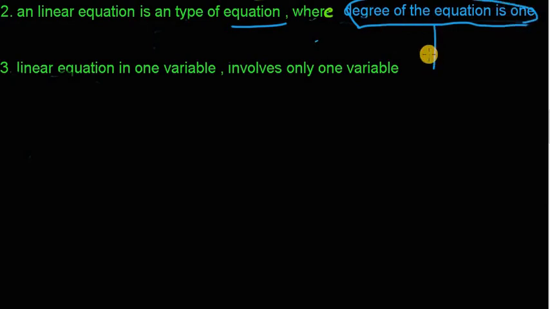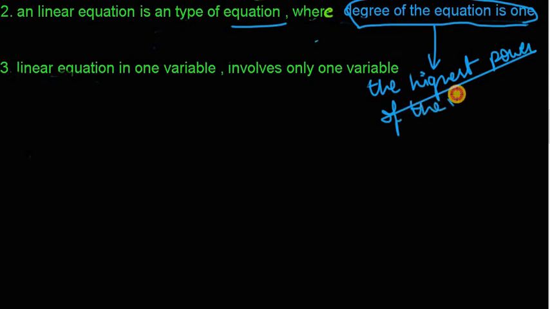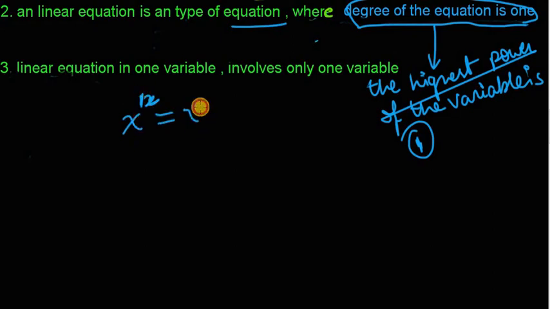This sentence means that the highest power of the variable is 1. Okay, so actually this means that the variables do not have squares or something like that. Their highest power will be only 1. Okay, x to the power 1 means it's x, isn't it? So the highest power of the variable is always 1.